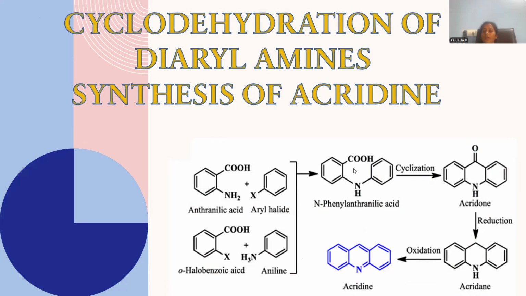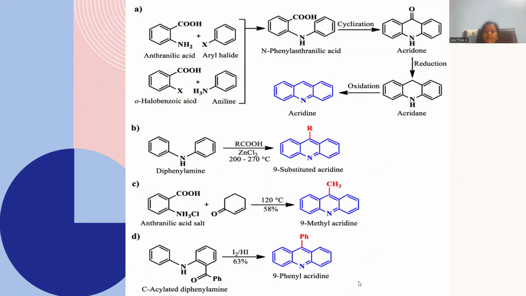Cyclodehydration is a kind of ring cyclization, with subsequent elimination of water. That is the reason why it is called the cyclodehydration process of diarylamines. Here is the aryl, here is the aryl, here is the amine located, so N-phenylanthranilic acid will be the starting material, giving rise to acridine as the final product.